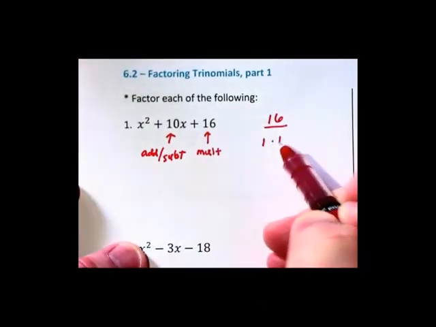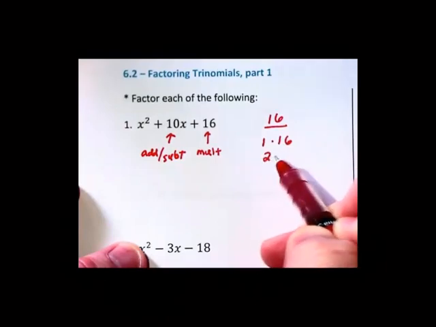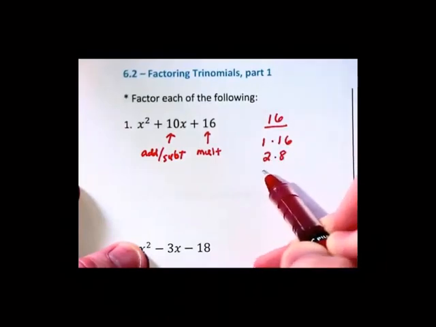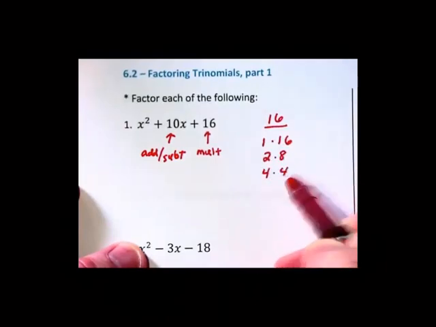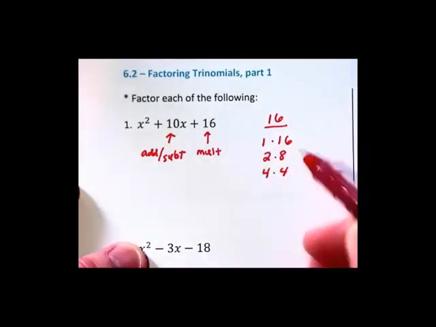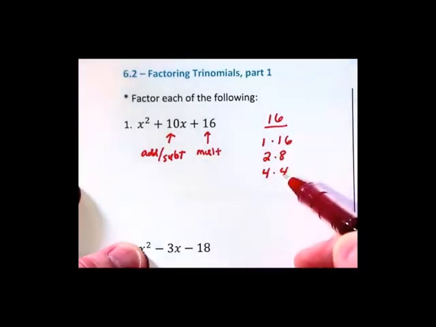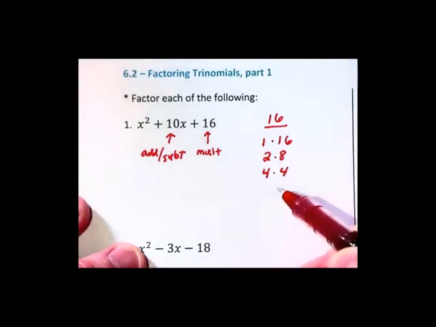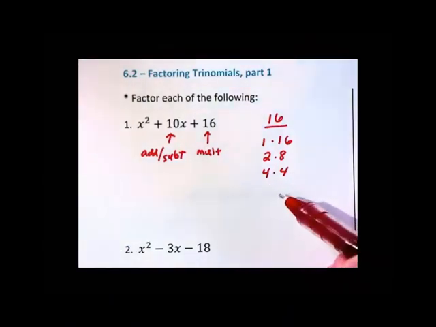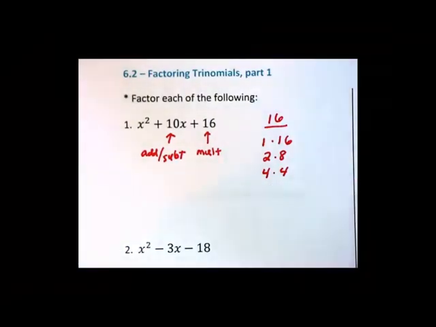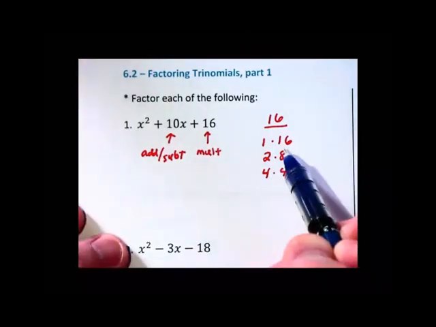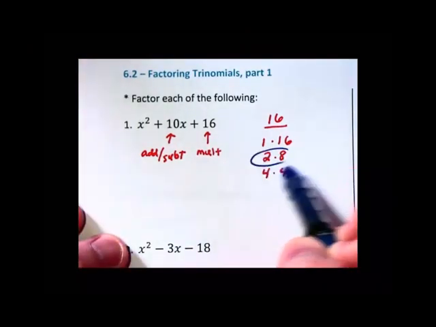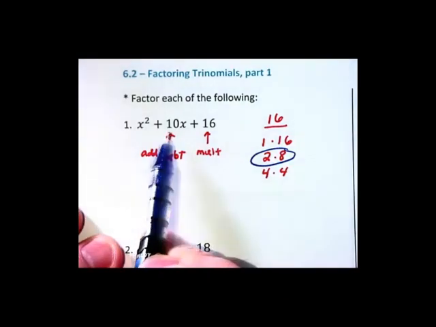We've got 1 times 16, 2 times 8, 3 doesn't go in, or 4 times 4. Notice the first column is getting larger as the second column is getting smaller until we've reached this turnaround point, and that guarantees we've found all the factors. Now, which of these add up to the 10 which we see in the middle there? The answer is the 2 and the 8.